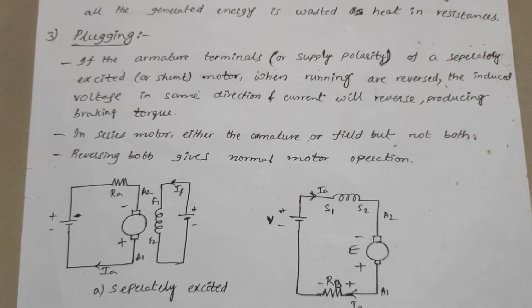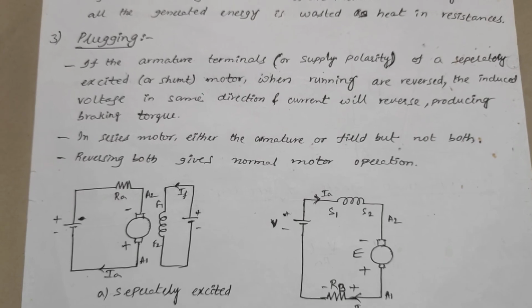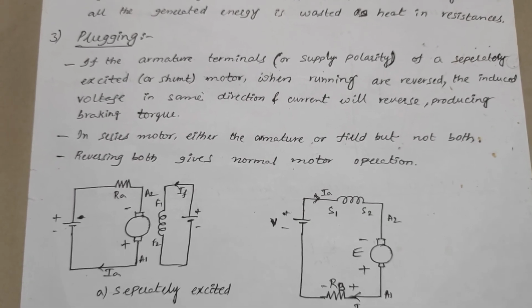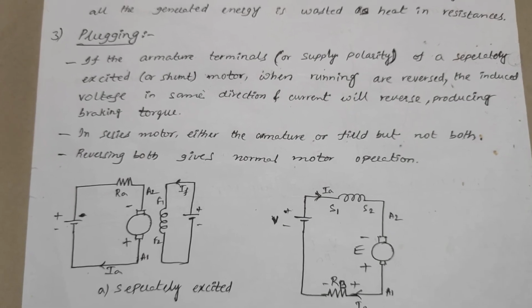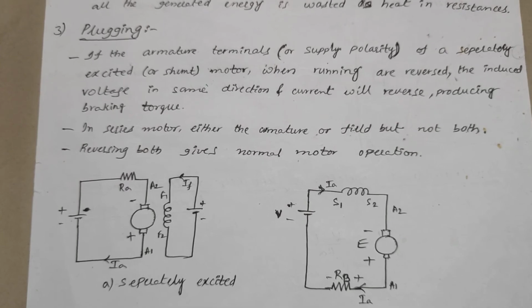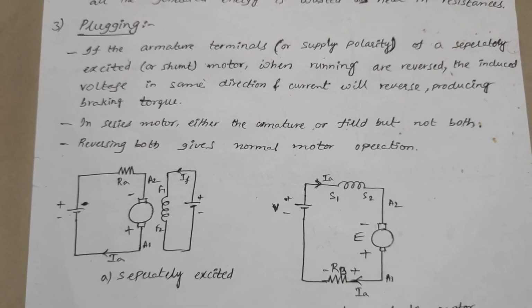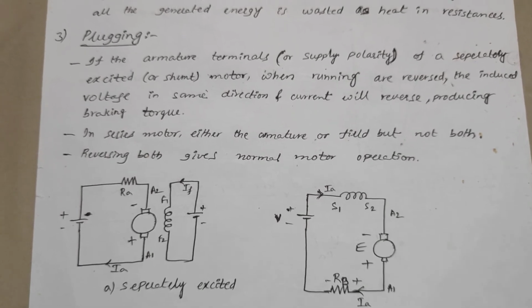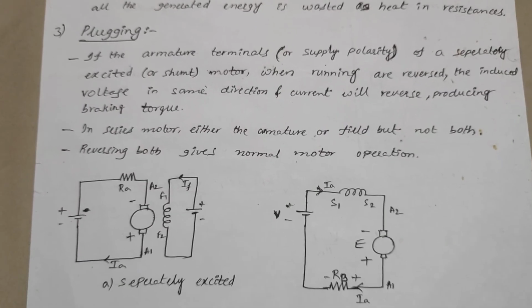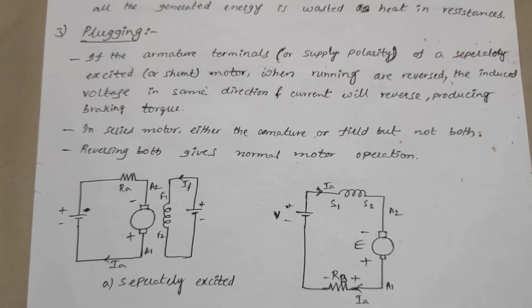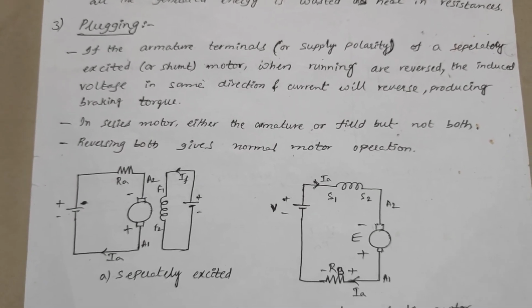Here, like I told you, in the torque equation we need to either reverse the field terminals or the armature terminals. Our aim is to get the negative torque. To get the negative torque, I can reverse the armature terminals to reverse the armature current, or I can reverse the field terminals to get the minus flux, negative flux. That is nothing but simply minus phi, which indicates negative torque.